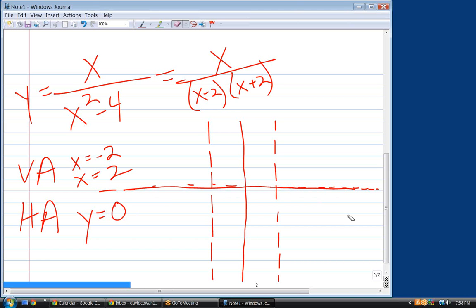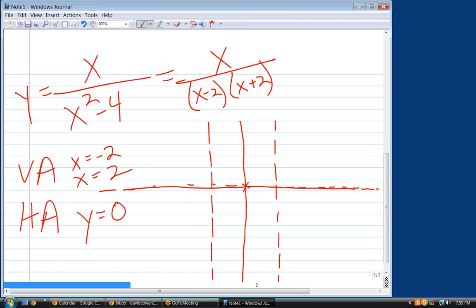Okay, so I got vertical asymptotes, I got horizontal asymptotes. Where is the y-intercept? And how do I calculate it? You make all the x 0. So the y-intercept must be 0. If that numerator is 0, it's 0. So we're going to have the graph go through that point. We know for sure that the graph will go through that point.